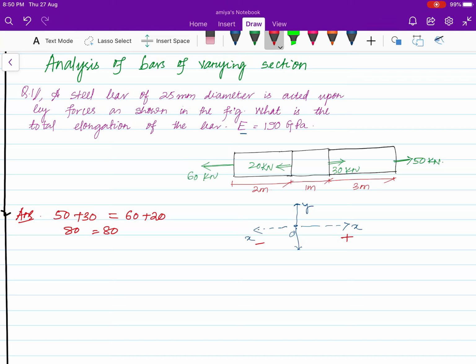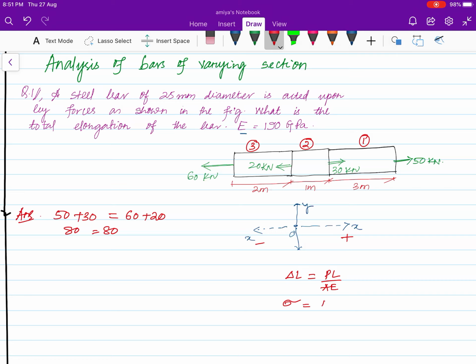Now how to approach this? Let me give this as section 1, this as section 2 and this as my section 3. It is asking what is the total elongation of the bar. You must know that del L is equal to PL by A into E. This is derived from our Hooke's law.